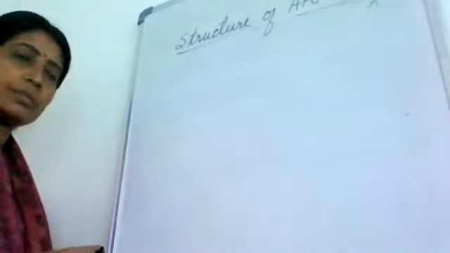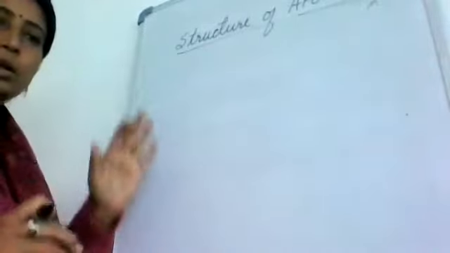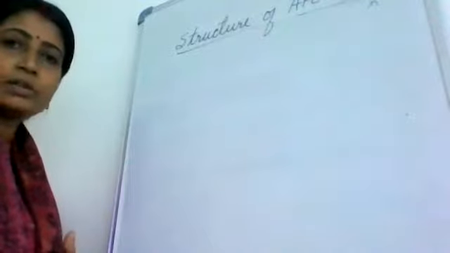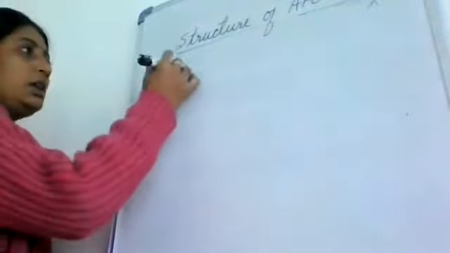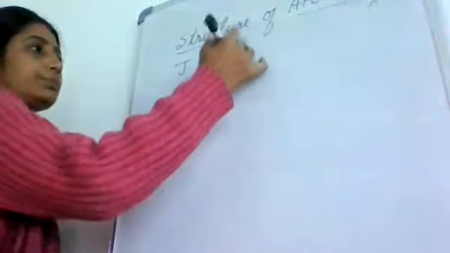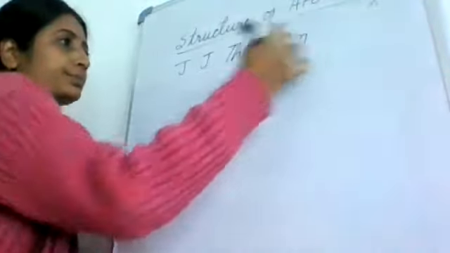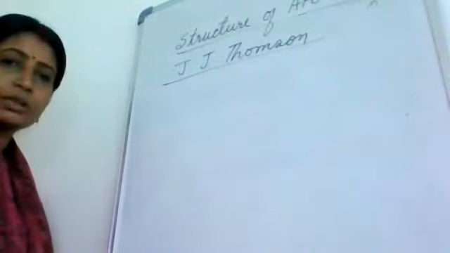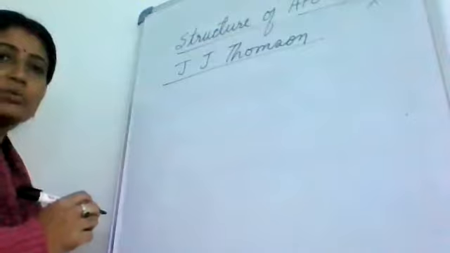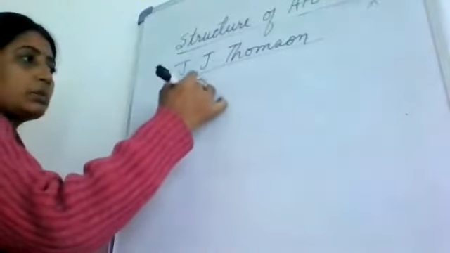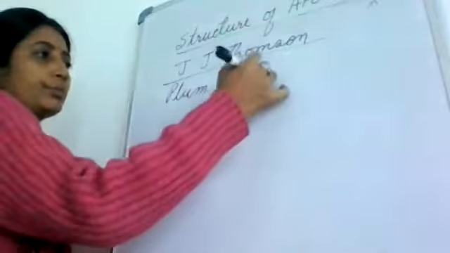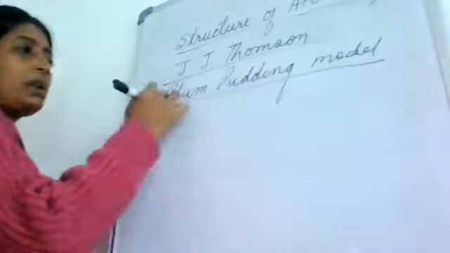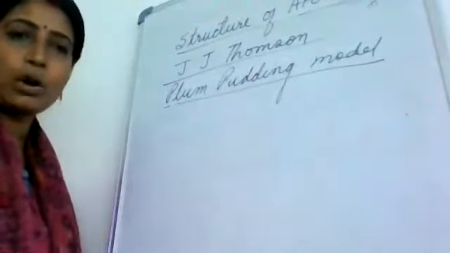In this chapter, we are going to read about the structure of the atom. The first structure was given by J.J. Thomson. His structure is known as the plum pudding model.